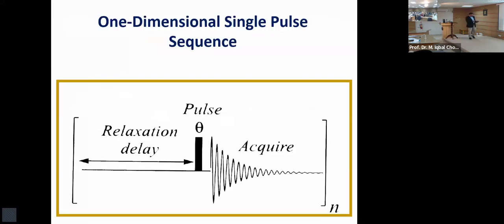This is FID. This is FID, right? Induction decay. And this is the time domain signal. There are so many methods available, which is called mathematical processing. Nothing to do with hardware. This is how you manipulate that data. I don't want to confuse you, but I want to tell you that this is the head of the FID.